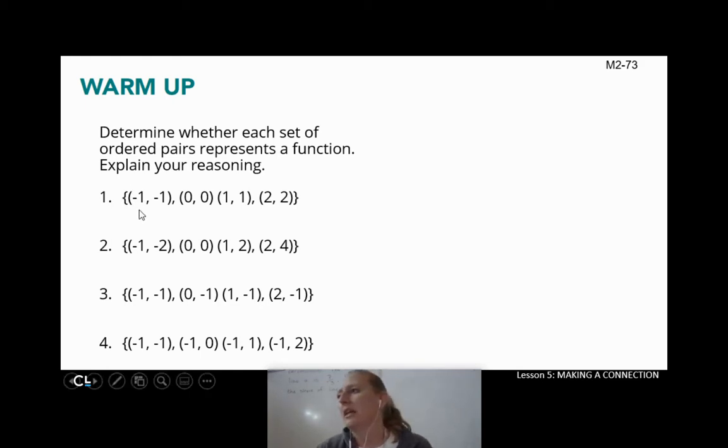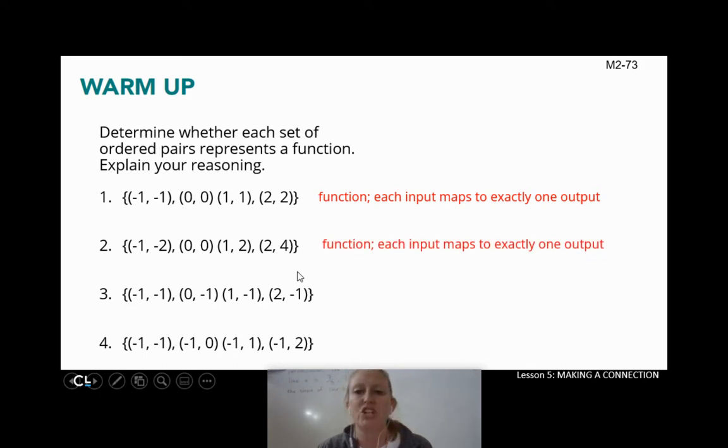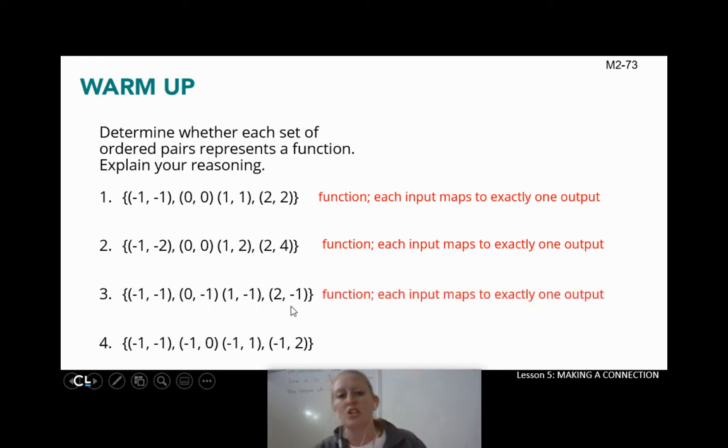So let's see, -1 only has one output, 0 only has one output, 1 has one output, 2 has one output. I'm going to say that's a function. -1 has one output, 0 is one output, 1 has one output, 2 is one output. Awesome. You're also a function. -1 has one output, 0 has one output, 1 has one output, 2 is one output. Good job. You're also a function. And it's okay if they share outputs. We're cool if they share outputs.